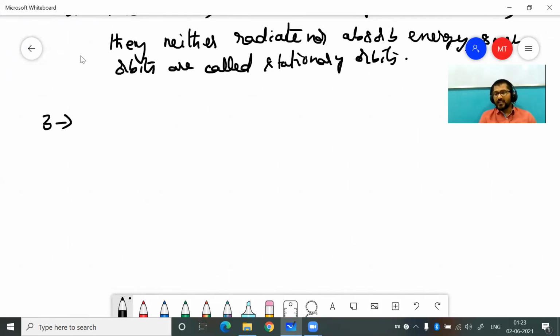In the third postulate, Bohr has proposed that whenever an electron jumps from one state to another state, the electron will radiate or absorb energy in terms of photons, whose energy is equal to the energy difference between the energy levels, from higher to lower or lower to higher, from whichever orbit to whichever orbit it is jumping. So let us write this down.